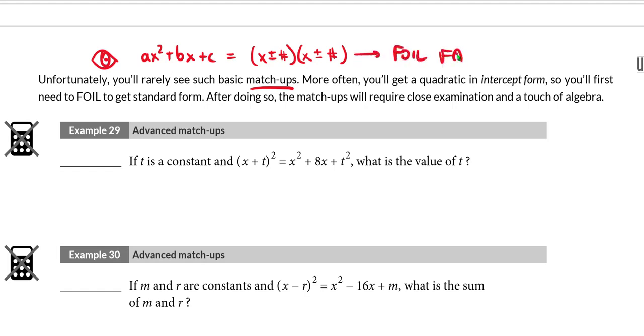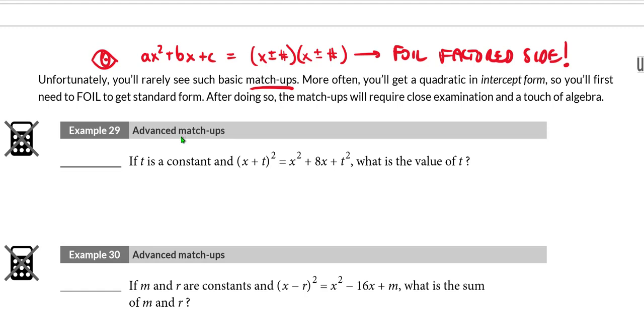FOIL the factored side. Usually that's what we want to do. We want to FOIL out the factored side, and then after we FOIL out the factored side and result in another standard form expression, because that's what FOILing factored form does, it gives us a standard form expression, we can start matching up our coefficients and constants on the right to our coefficients and constants on the left. Let's take a look at example 29.